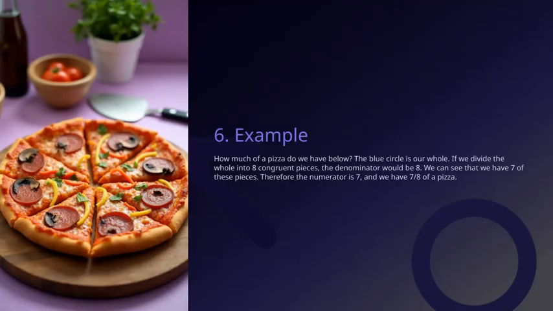Let's look at this example to really understand how fractions work. Imagine we have a pizza here. The blue circle represents our whole pizza. Now, if we divide this pizza into 8 equal slices, what does that tell us? The number of slices the pizza is divided into becomes the denominator, which is 8 in this case. Now, if we look closely, we see that we have 7 of these slices. That means the numerator, the top number of the fraction, is 7. So we can say that we have 7 out of the 8 slices, or 7/8 of the pizza.